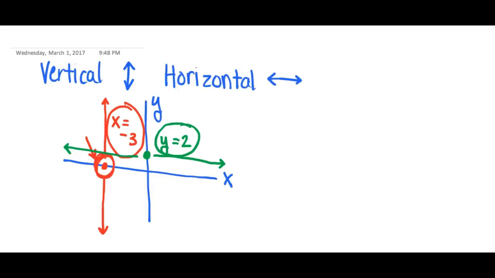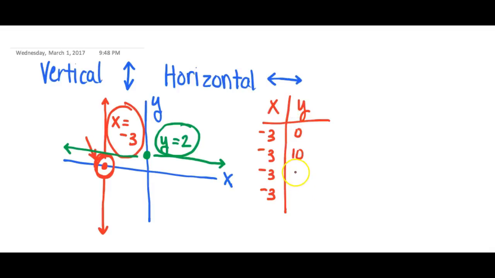We're going to break this down into a table for you guys. So for the red line, which I'll do in red, we have our x and our y, which means that x is always going to be -3. It does not matter where it is on the y. So on the y, if it's 0, if it's 10, if it's 40, if it's -10, it's always going to be -3. And that goes with our red line.